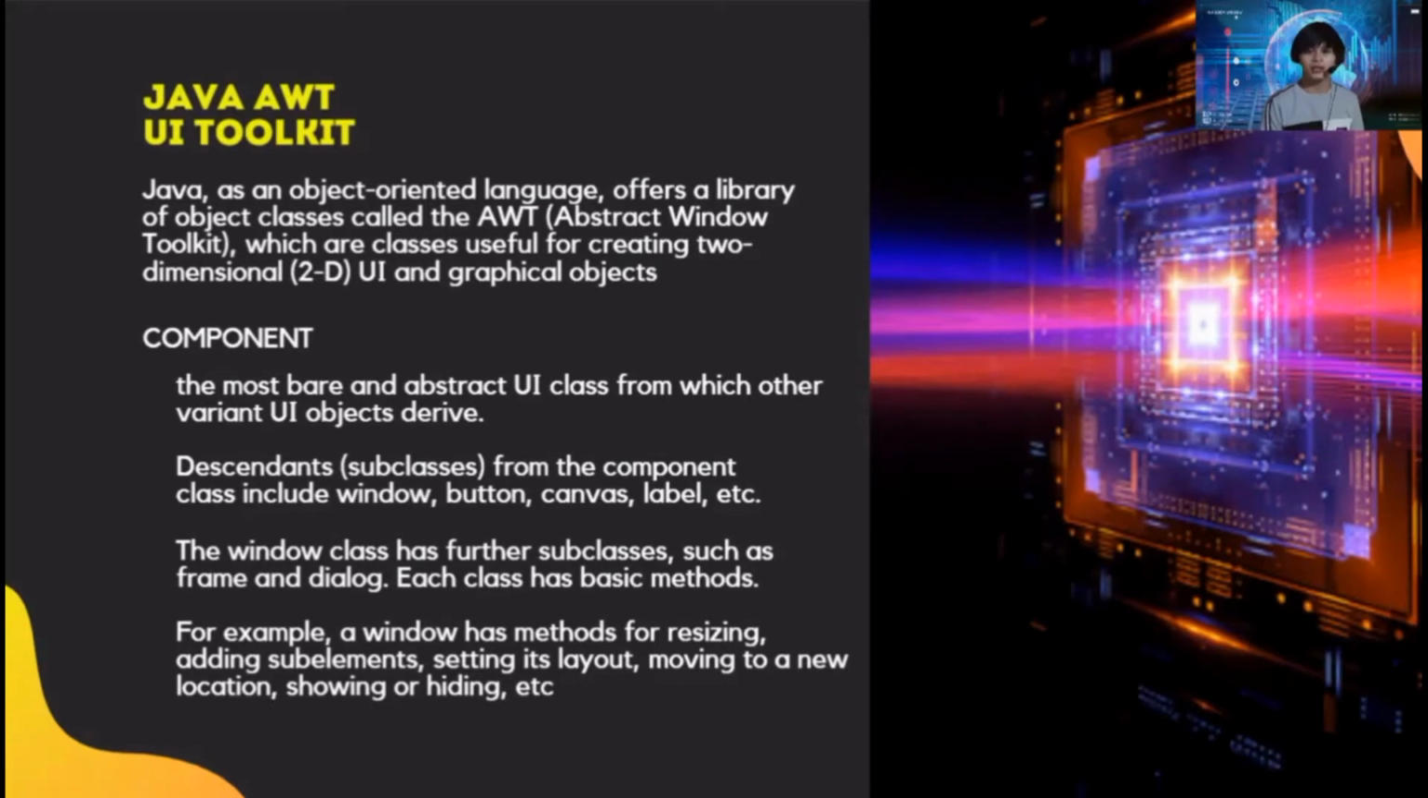Okay, so it offers a library of object classes called AWT. AWT means Abstract Window Toolkit, which are classes useful for creating two-dimensional, or 2D, UI and graphical objects. So in Java, we use this AWT, the Abstract Window Toolkit. And AWT has what we call components.